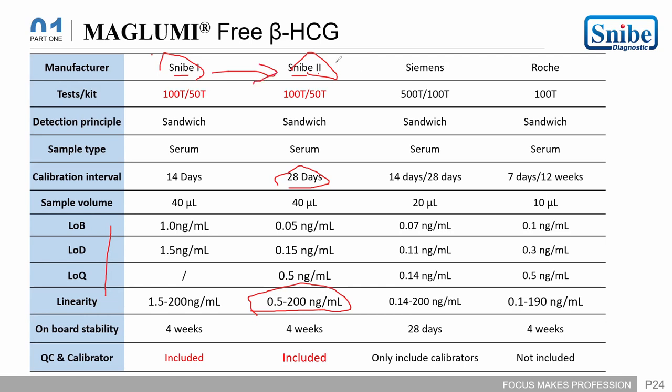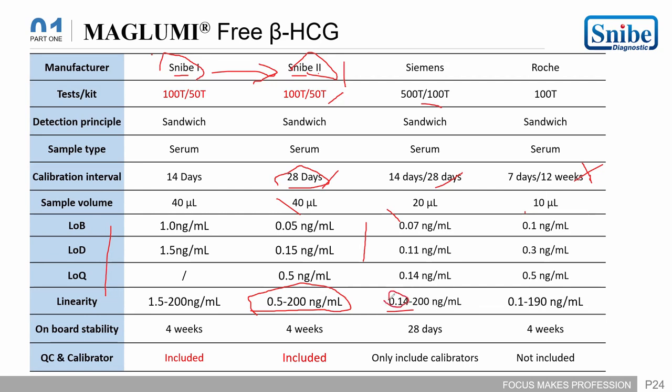If we compare the latest generation of beta HCG, we have an edge of 50 tests compared to the conventional 100 tests. With that, we have onboard stability which is equally good as the other companies, while the other competitors have comparatively shorter calibration intervals or onboard stability of the reagent calibration curve. We have optimum sample volumes compared to the others, and a good measuring range.